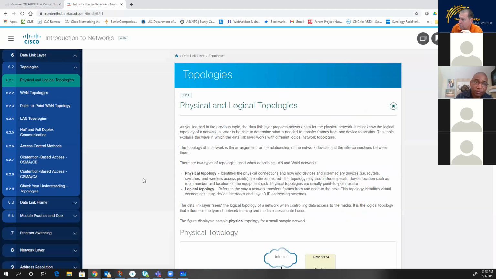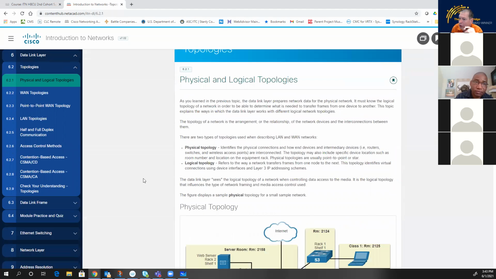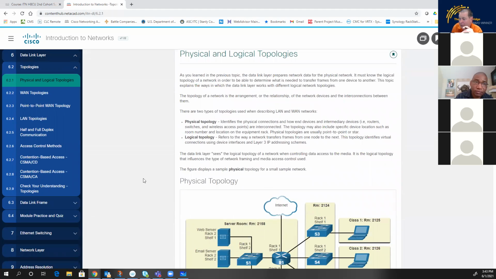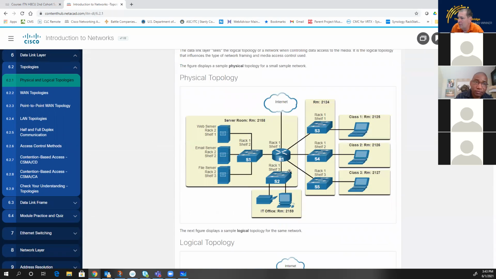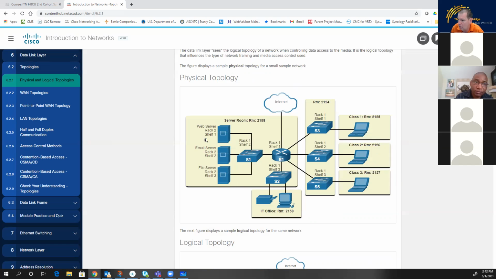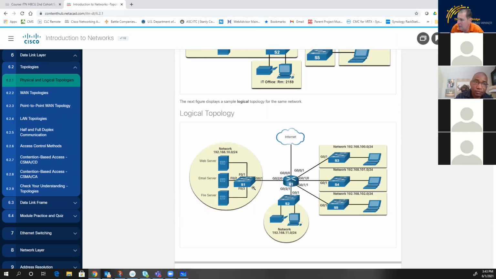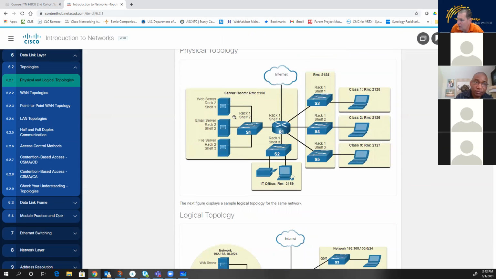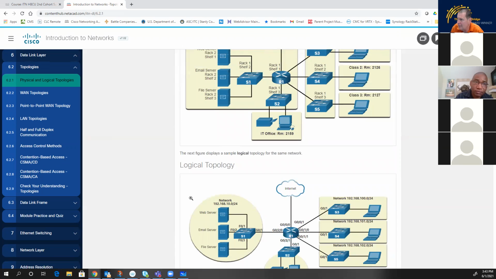So, topologies, different ways that we can do connections. We have the difference between a physical and a logical topology. This is the physical topology, the way the devices are actually connected or cabled to one another. The logical topology may be different than that. You'll notice these are all cabled together, but these devices are in their own little network over here.